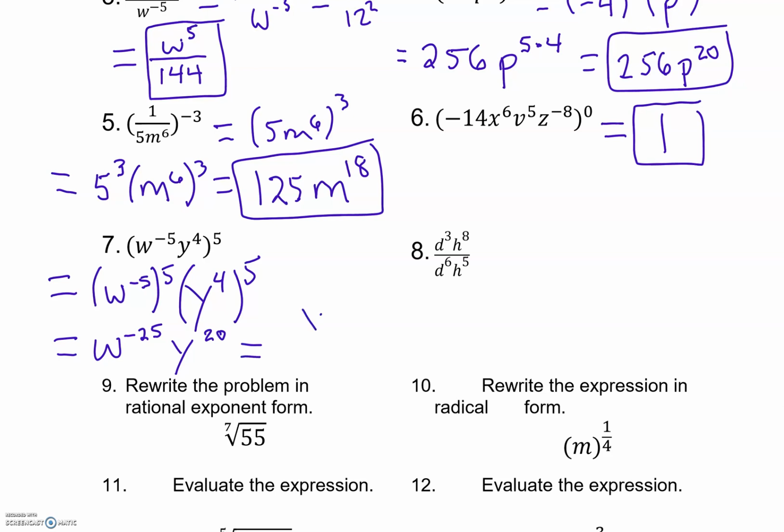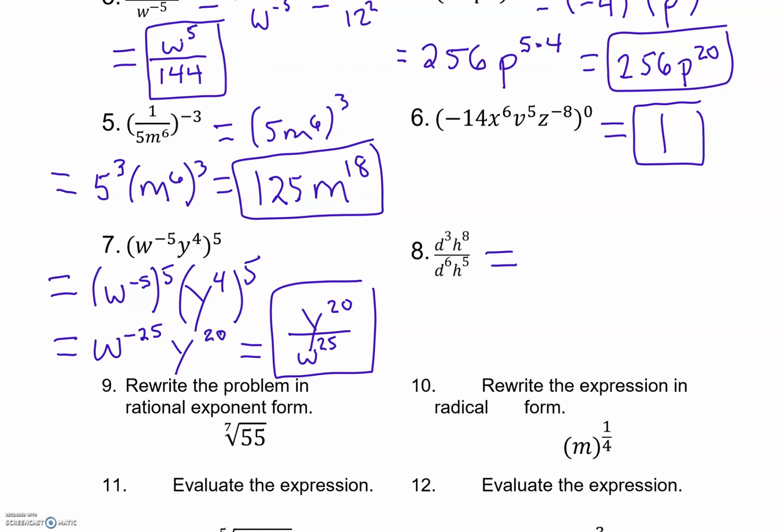We got to make that y to the 20th over w to the 25th power. Make sure they look like powers. I'm not sure mine looks totally like a power, so I'm going to rewrite it a little bit. W to the 25th. Okay, done. All right, number 8.